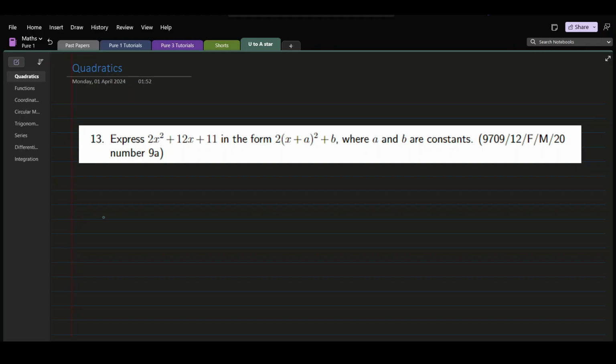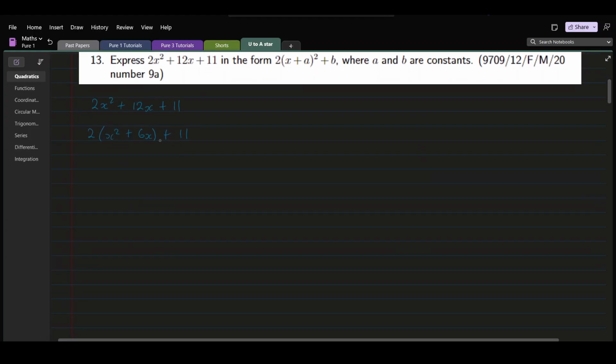Let's get started. Express 2x squared plus 12x plus 11 in the form 2 times (x plus a) squared plus b, where a and b are constants. Okay, so they want us to complete the square. So we have 2x squared plus 12x plus 11. What we're going to do is factor out a 2 in the first two terms. So that becomes 2 times (x squared plus 6x) plus 11 outside the bracket. And now we're going to complete the square for whatever is inside the bracket.